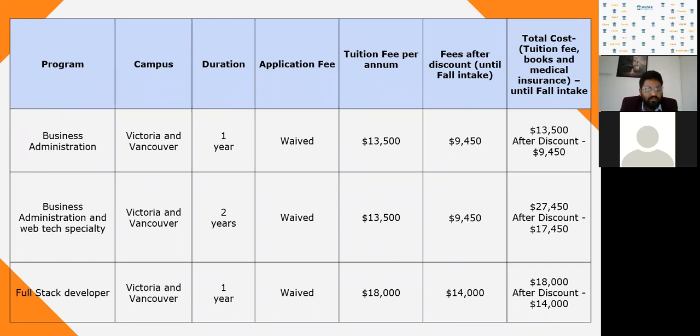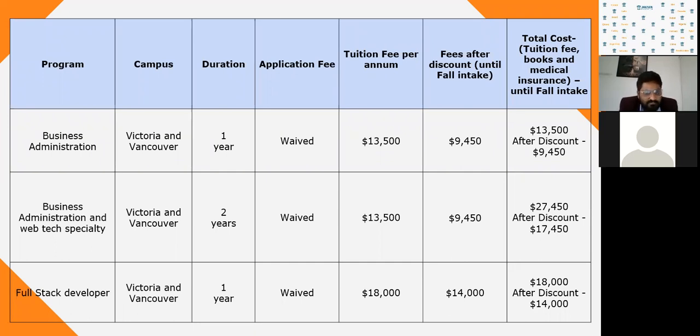Now, talking about the fees, which is the major part where we win: the application fees for this particular intake have been waived off due to the corona pandemic. So we are not taking any application fees for students who are willing to apply to our institute for this intake. And we are also giving a heavy discount of 30% on tuition fees. The tuition fees, which were earlier $13,500, are only $9,450 now, and this also includes the books and medical insurance.